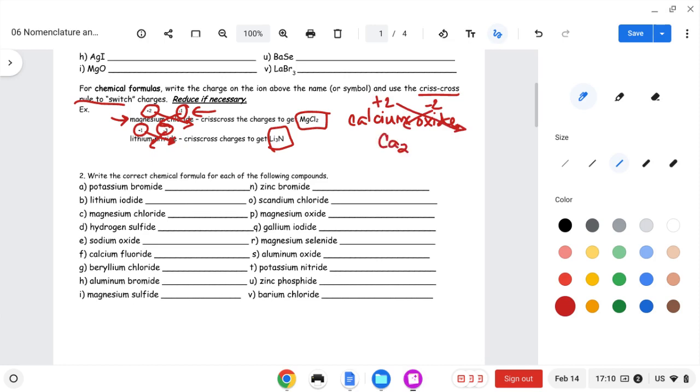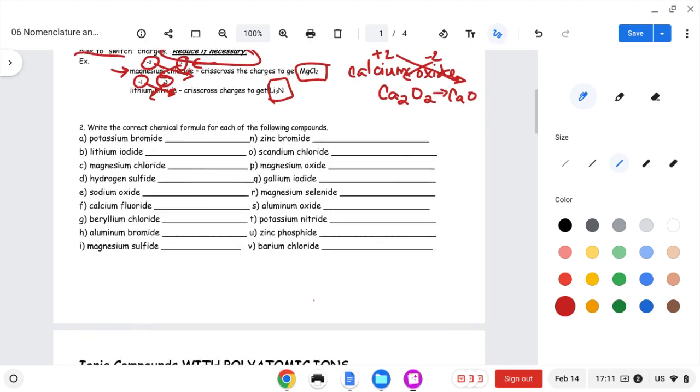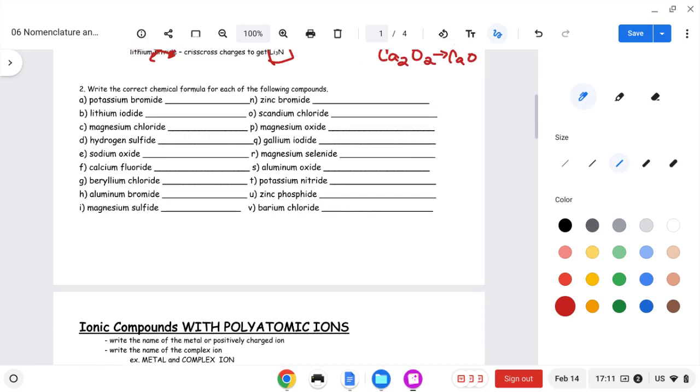So you'll say Ca2O2. But right here it says reduce if necessary. So with ionics, if you can reduce the numbers to lowest terms, you would. And in this case, both of those can reduce, and you would just have a formula of CaO. So again, you can give those a try, write the charges above each of the names, and then try to come up with the chemical formulas for them.